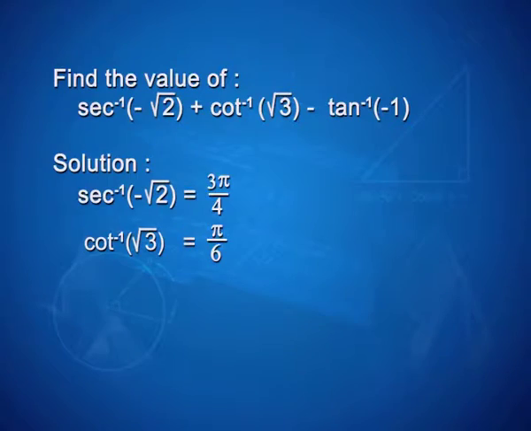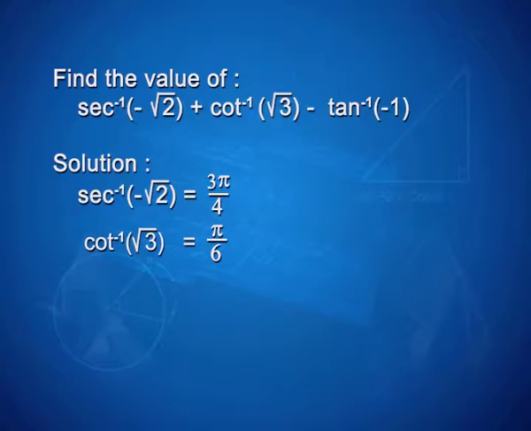Similarly, spend a minute thinking about what would be cot inverse of root 3. The first thing that should flash into your mind is what the principal value branch range for cot inverse was. Open interval 0 to pi. So, if I take y to be the same as cot inverse root 3, then I need that y which gives me cot of y to be root 3. Between 0 to pi, the probable answer is pi by 6.